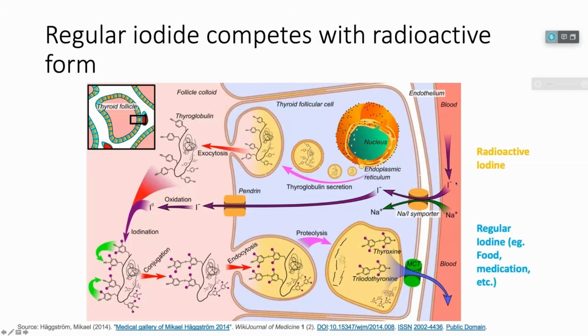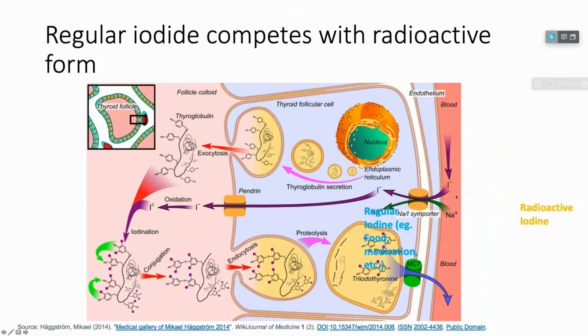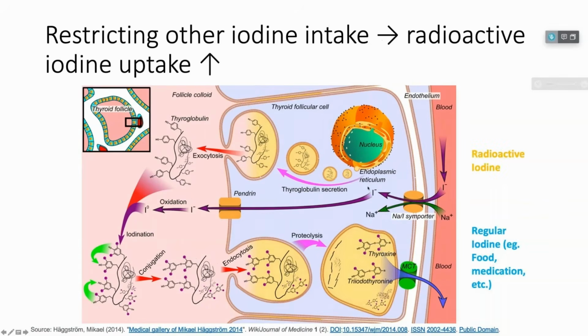Yeah. So this is a big deal because it's hard, because almost everything contains iodine, right? You talked about the iodinated salts, but almost everything has iodine. So you're giving them radioactive iodine. If there's regular iodine around, then it will also go in through the sodium iodide symporter. And so then there will be less of the radioactive iodine that's taken up. Pretty simple. So instead, you tell them no iodine.